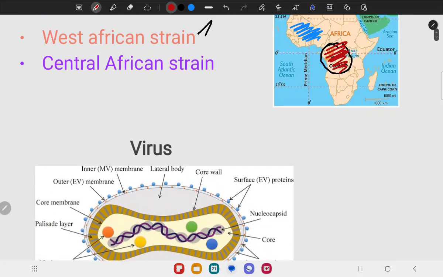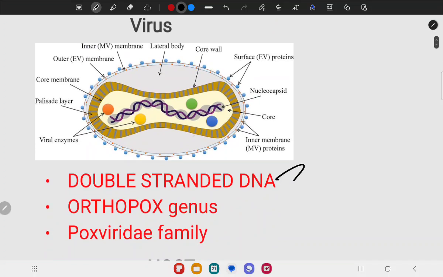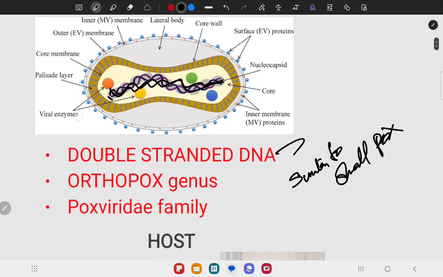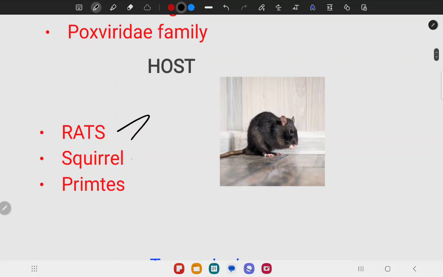Regarding this virus, it is a double stranded DNA virus, which is very important. It's a double stranded DNA virus like the smallpox virus, and it belongs to the orthopox genus, the Poxviridae family, similar to smallpox. Okay, then what is the host of that virus? Most commonly the hosts for that virus are rats, squirrels, and other non-human primates.